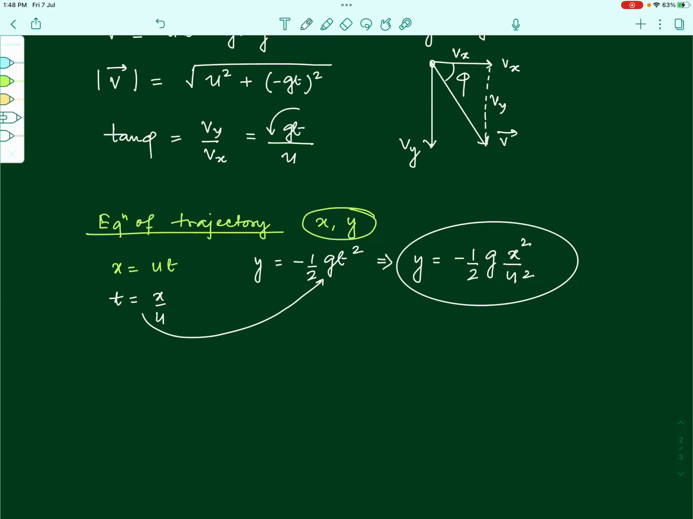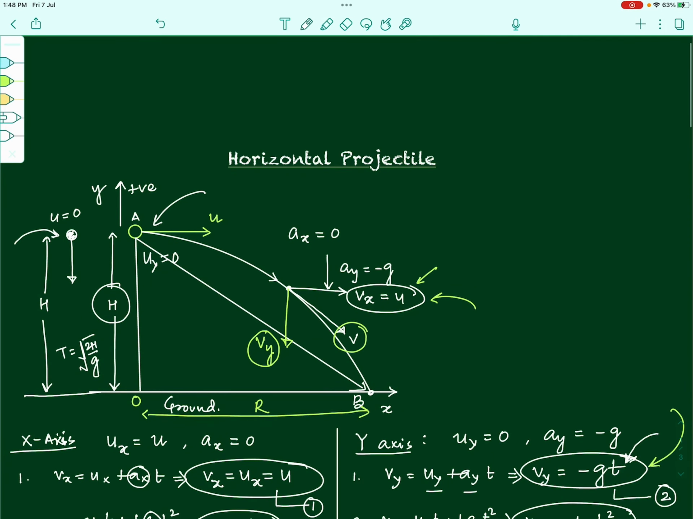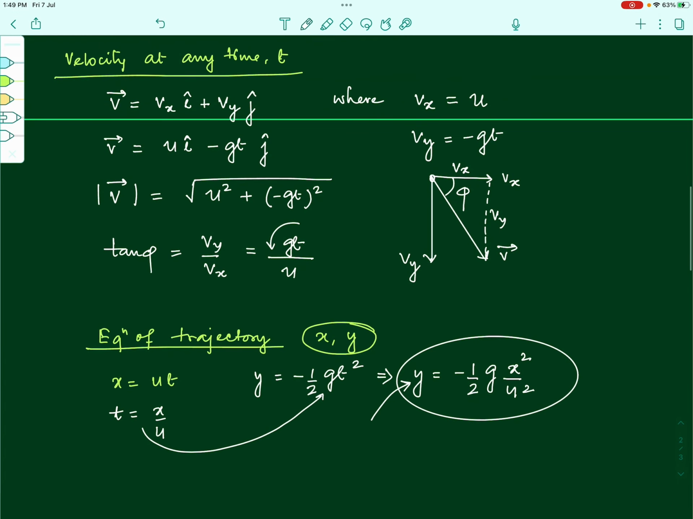Once again, the minus sign is telling us that the y coordinate of the projectile will always be negative, because if we consider the starting position as the origin, so point A is considered as the origin, after that we know that the projectile moves only downwards, and since we have taken upward direction positive, that means the displacement along the y direction will always be negative. That is why we have this constant minus sign, right.